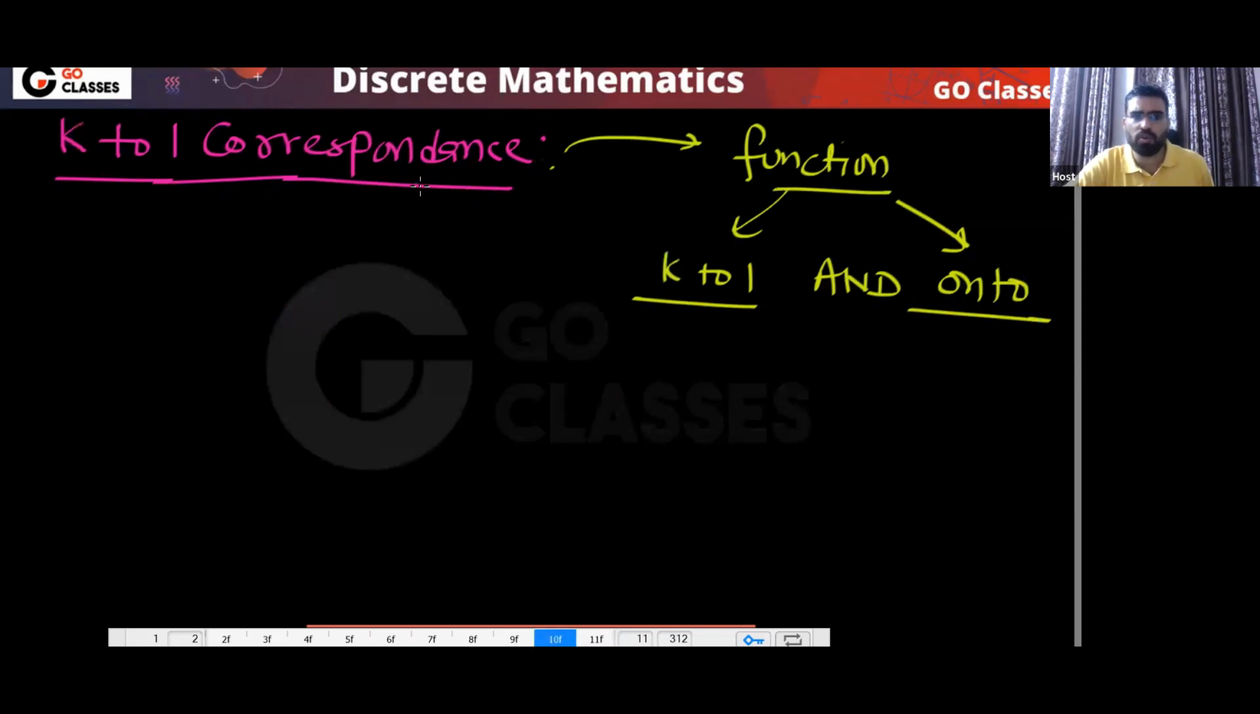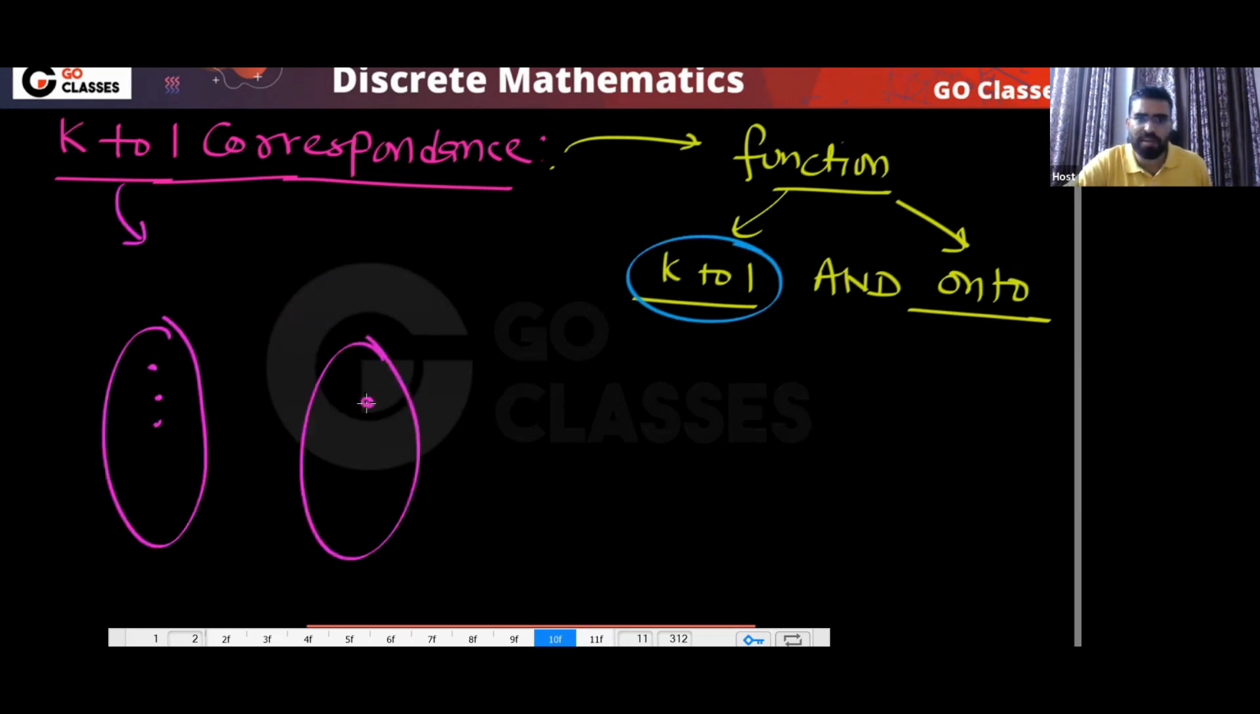And what is k to 1 correspondence? This is k to 1 and onto. Very simple. Remember, k to 1 correspondence is like this: you have a domain, and for every element here, you have a total of k elements here.